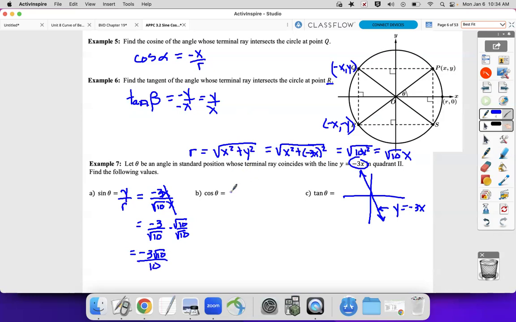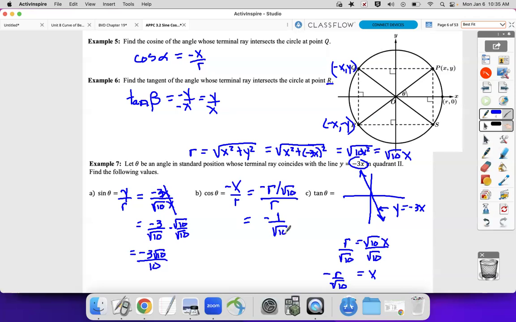The cosine theta is going to be x over r. And we know that the x is going to be, so here we're going to set r equals the square root of 10x. We're going to divide both sides by the square root of 10. So I know now that x is r over the square root of 10. And I also know that it's negative in this quadrant. So it's going to be negative r over the square root of 10 divided by r. Well, the r's will cancel, and you're going to get negative 1 over the square root of 10. And if I rationalize that, that would be negative square roots of 10 over 10.